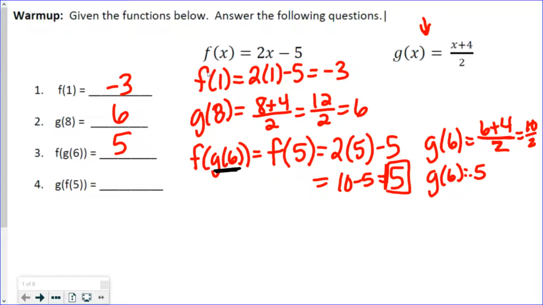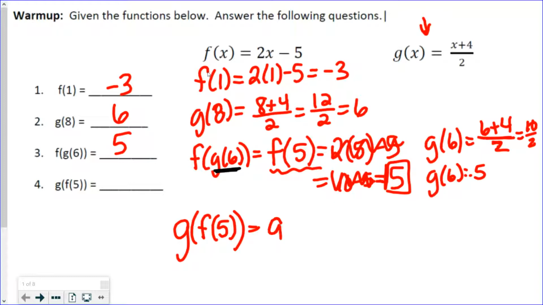All right, going the other direction, this means I'm going to evaluate f of 5 first and then plug it into g. So g of f of 5. Well, we just said f of 5 equals 5. So I'm going to plug 5 in here for f of 5. And so now I'm plugging 5, not into f, but into g.